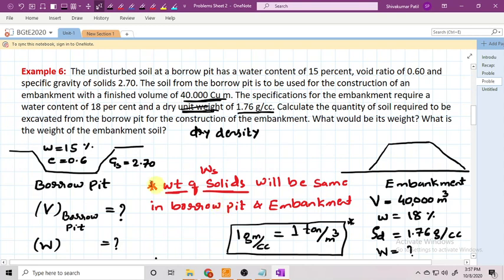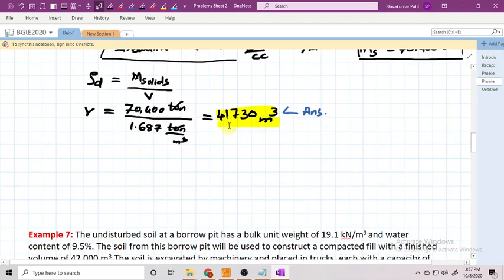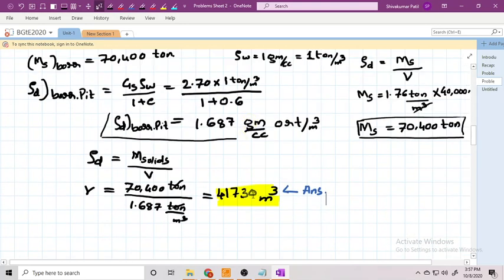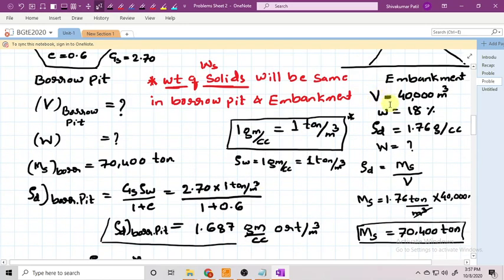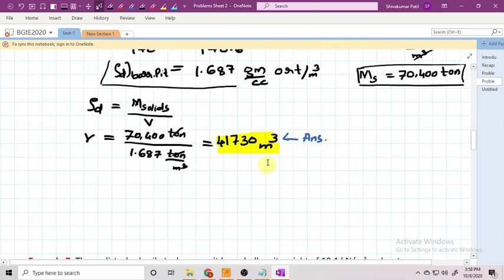Okay, so among this one, calculate the quantity of soil required to be excavated from the borrow pit. How much quantity of volume you should excavate? 41,730 cubic meter of soil you should remove. Okay, then only if you remove this much soil from the borrow pit, 41,730 cubic meter, then you can construct a 40,000 cubic meter embankment. Okay, so this much soil should be removed.